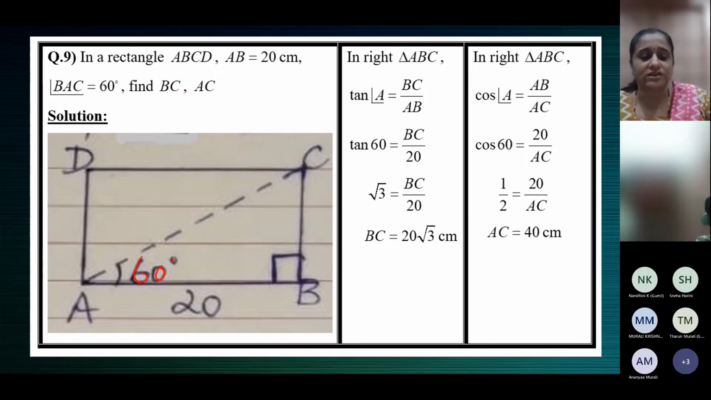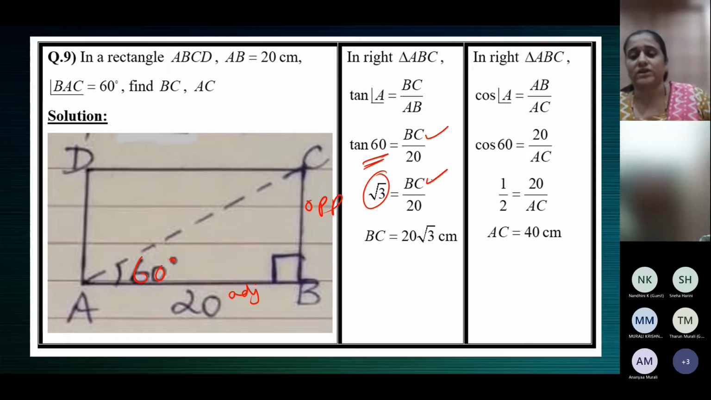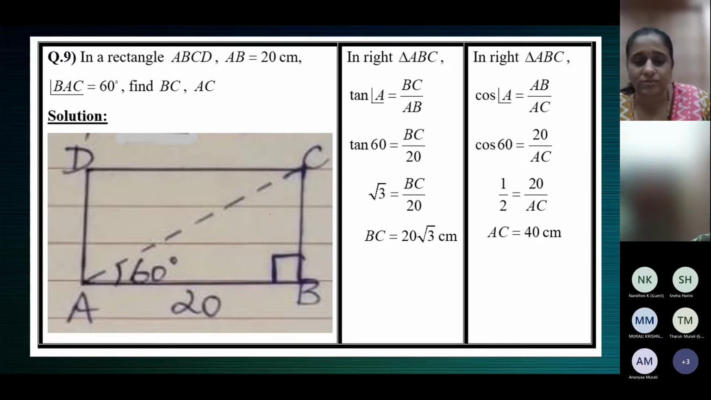For this angle 60 degrees, this is the opposite side and this is the adjacent side. Opposite and adjacent means either tan or cot. So I have written tan 60 degrees is equal to opposite BC by adjacent AB. When you work this, because you know tan 60 is √3, BC is what we have to find, AB is 20. When you work this, you can find the length of BC. Once you find this, BC is 20 √3.